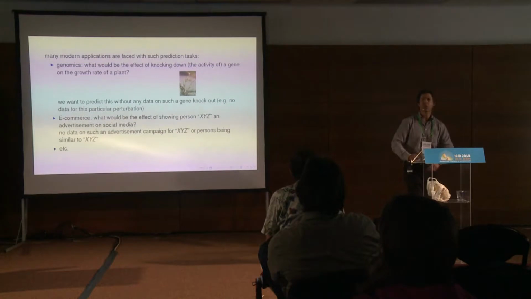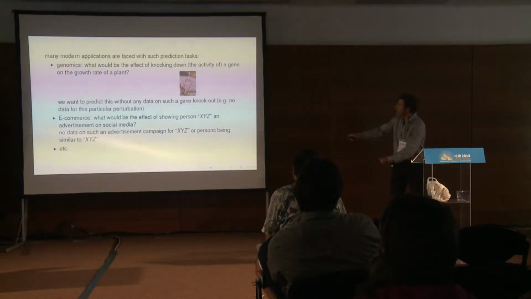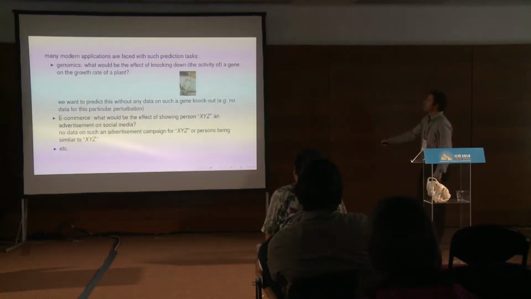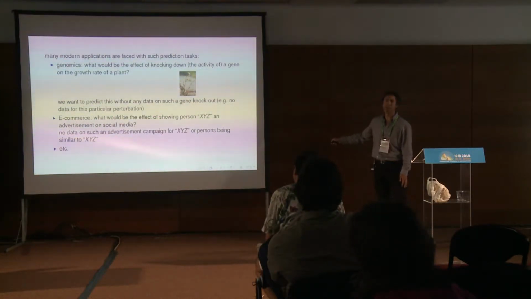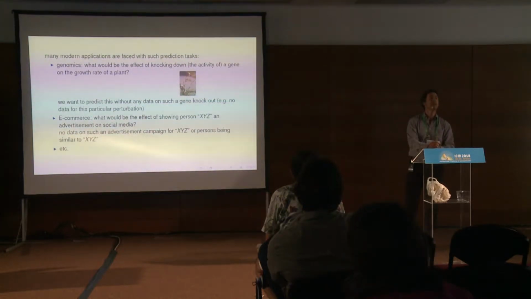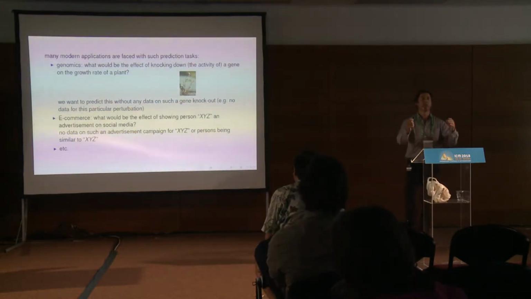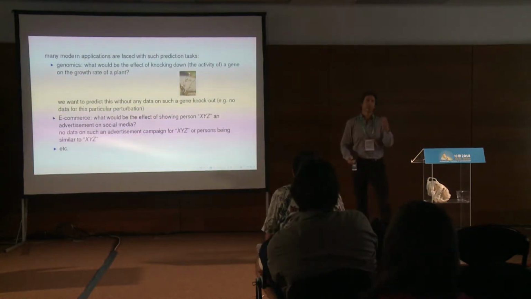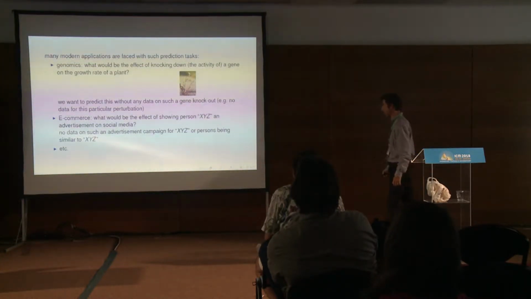A question could read as follows: what would be the effect of knocking down, of manipulating a gene, say, on the growth rate of the plant? The point is we have no data on this gene perturbation, but we want to predict that. Another question, say in e-commerce, which is very popular: what would be the effect of showing a person XYZ an advertisement on social media, but you have no data on this advertisement campaign for the person XYZ or persons similar to XYZ. I'm using the subjunctive "would" because I want to predict that without having seen data on these perturbations, on these interventions.